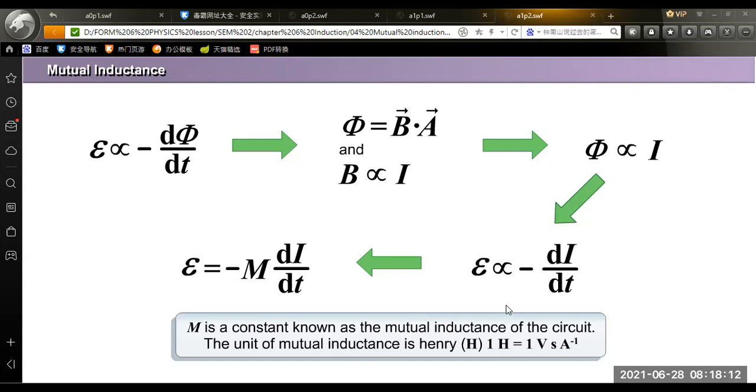And finally, EMF is equal to negative M dI over dt, because EMF is directly proportional to dI over dt. Because we are using solenoids, we use M. M is known as the mutual inductance of the circuit, where the unit of mutual inductance is the Henry. 1 Henry is equal to 1 watt second per ampere.